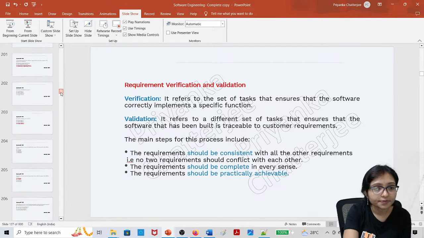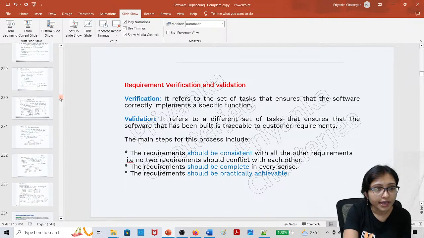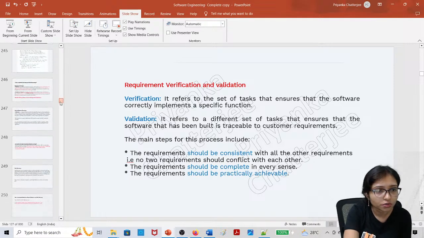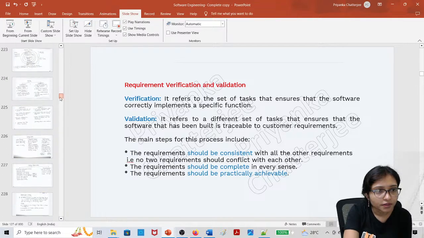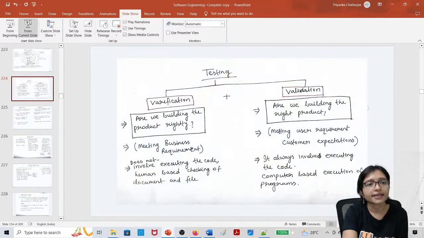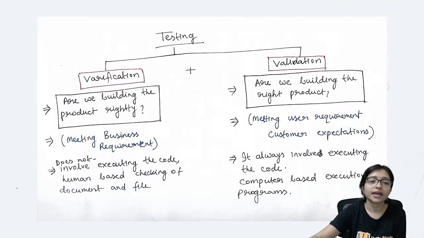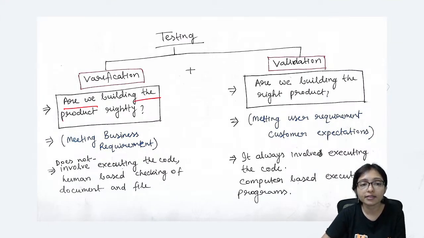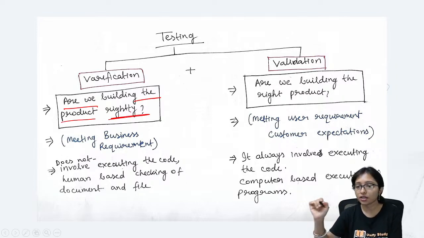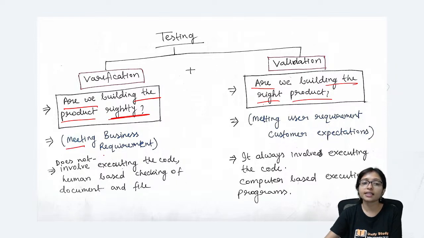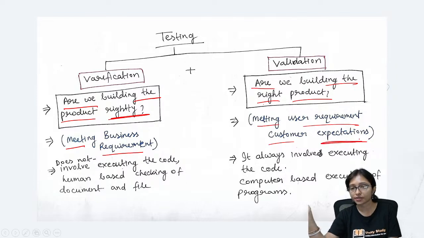Is it clear? I am showing handwritten notes for validation and verification also. Yes, here is my handwritten note. You can remember it this way. Are we building the product rightly? That is called verification. Are we building the right product? That is called validation. It is meeting the business requirement, user requirement and customer expectation.